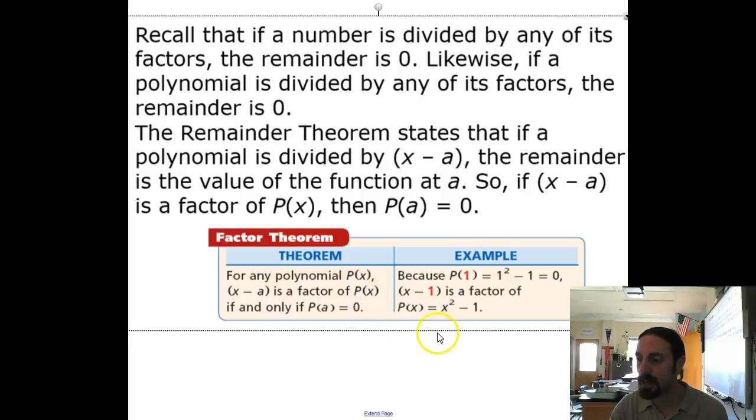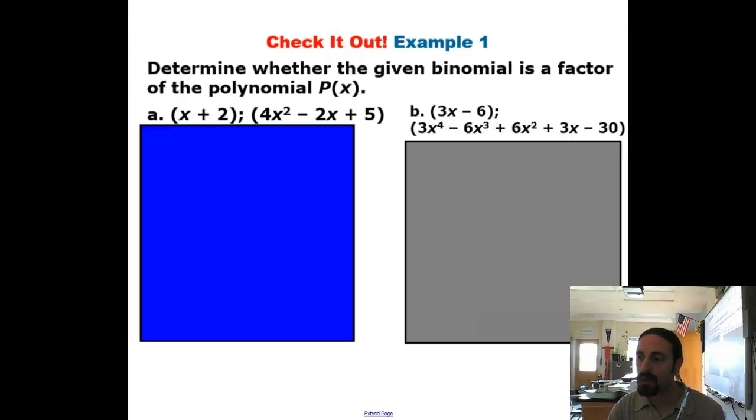And what we're trying to say then is if you evaluate that polynomial for whatever a is, and you get 0 out of it, then that is a solution. What in the heck did Mr. Rising just say? Well, let's try it. So here's what I want you to do. Take a look at these problems, okay? And you're going to determine whether or not x plus 2 is a factor of this expression, or if 3x minus 6 is a factor of this expression.